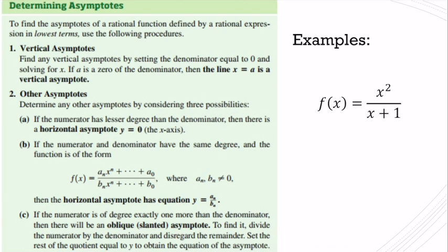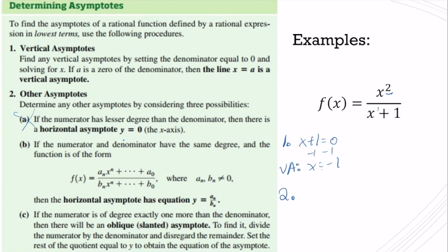Last but certainly not least, in an example of finding asymptotes, I need to find the asymptotes of x squared over x plus 1. So I set my denominator equal to 0 and solve for x. I have a vertical asymptote when x equals negative 1. Now I need to look for my horizontal asymptotes. If the numerator is lesser degree than the denominator, then there is a horizontal asymptote at y equals 0. My numerator's degree is 2. My denominator's degree is 1. So that's not the case.